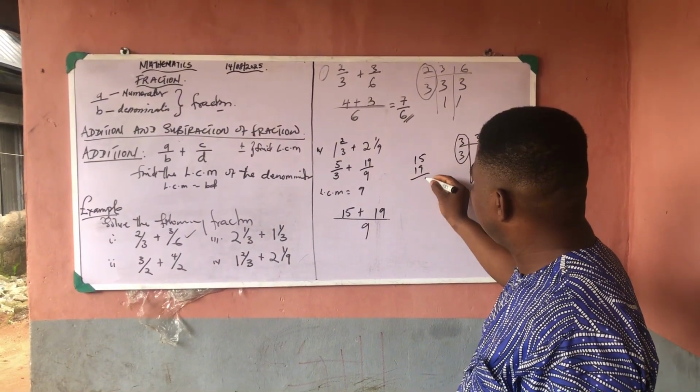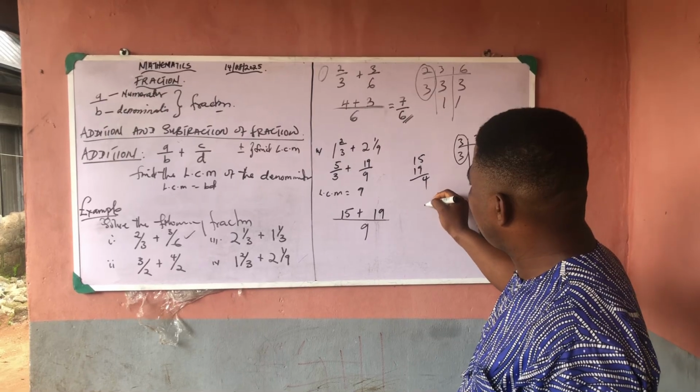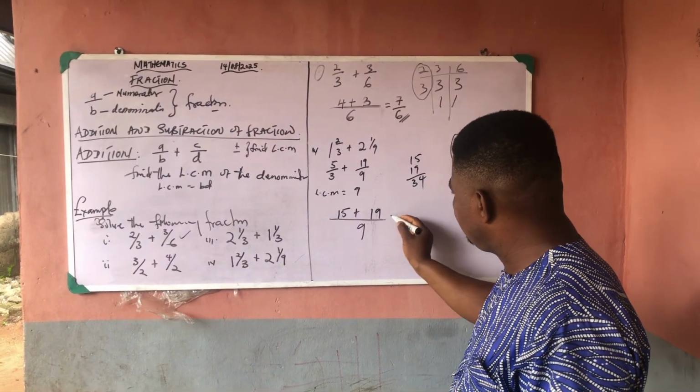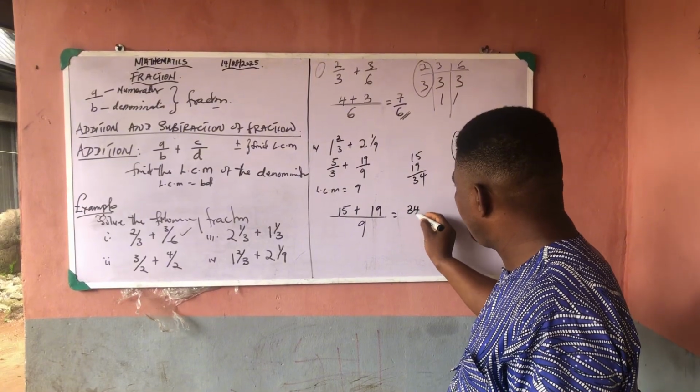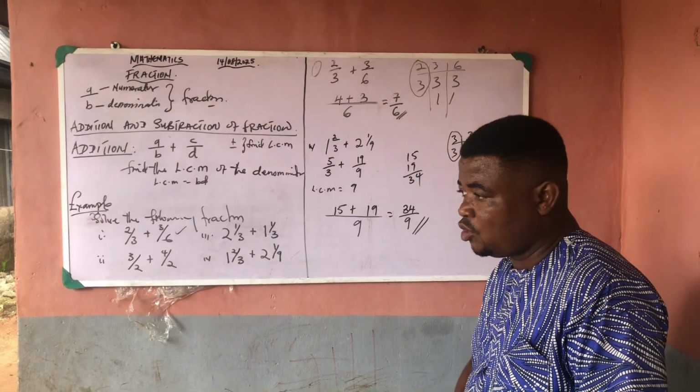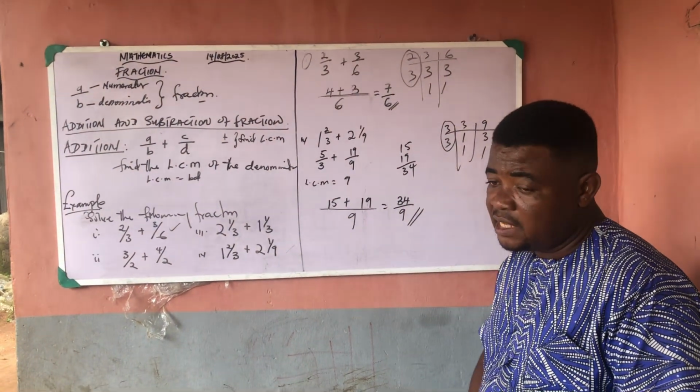This will give us 14. Write 4, carry 1. Then here will now give us 3. So it is giving you what? 34 over what? Over 9. If you can break it down, you break it. If you cannot break it down, you leave your answer like this.